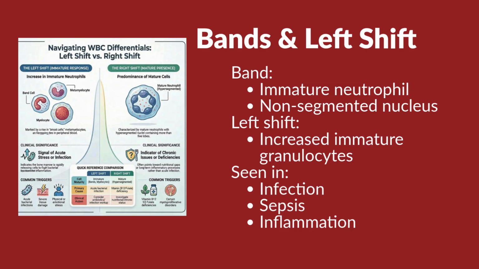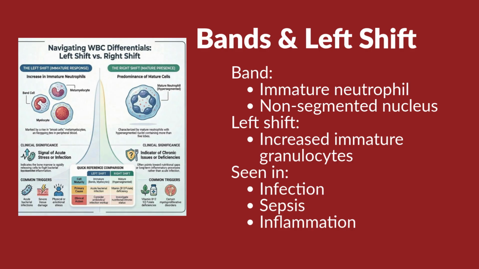Bands come before segments. Band morphology: bands are shaped like a horseshoe, with a horseshoe-shaped, curved nucleus. There is no true segmentation. The nucleus should not have thin filaments separating lobes, because that means it is a seg. Once segmentation occurs, it becomes a segmented neutrophil. Remember the trick: bands equal banana nucleus.